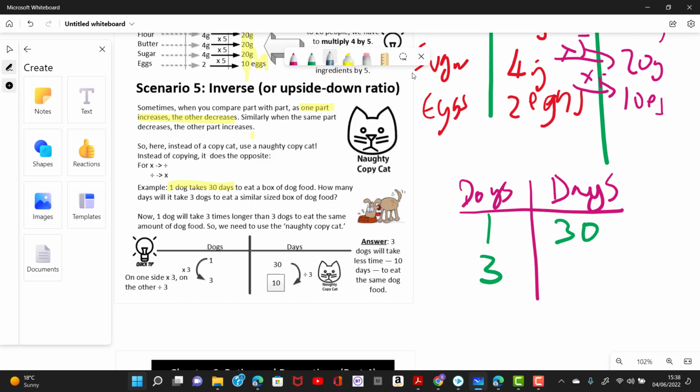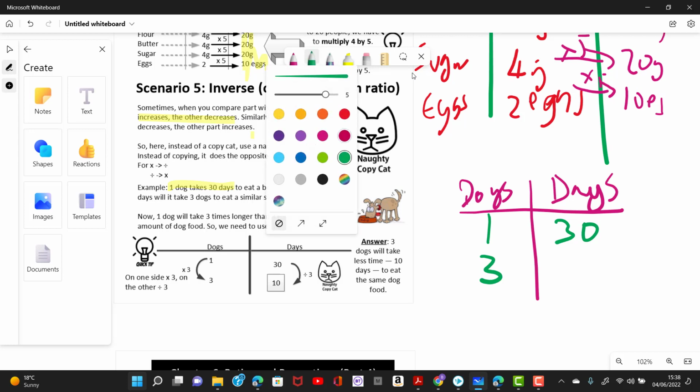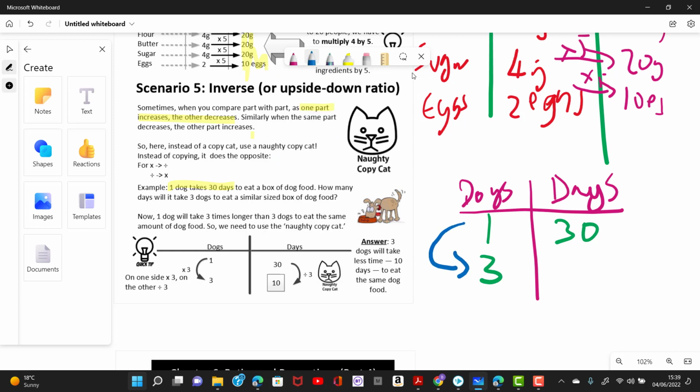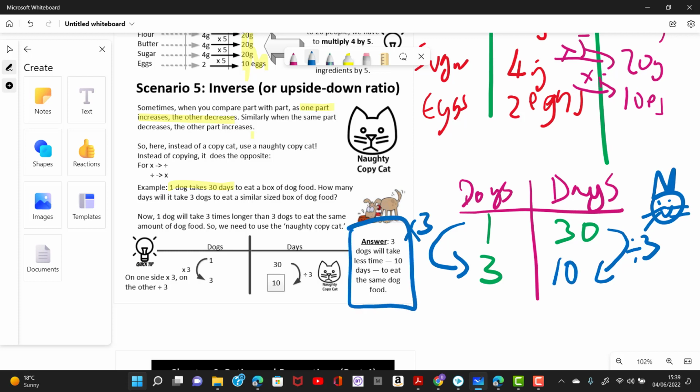Let's do this one here. Let's choose blue. To get to here, it's times by 3. It's getting bigger, but it's going to be the opposite. So instead of times by 3, I divide by 3. We call this a naughty copycat. He does the opposite. So it will take 10 days. The answer is that 3 dogs will take less time, 10 days, to eat the same dog food. And that's the example there.